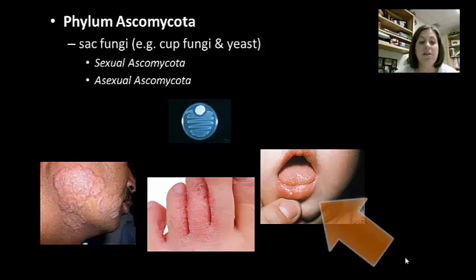Candidiasis can cause thrush and vaginitis. Now here's a picture of thrush starting in a baby's mouth. It kind of looks like a cold sore, but this can spread through their whole mouth area.